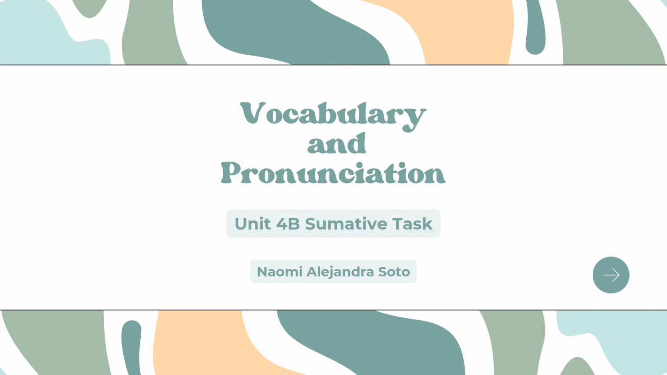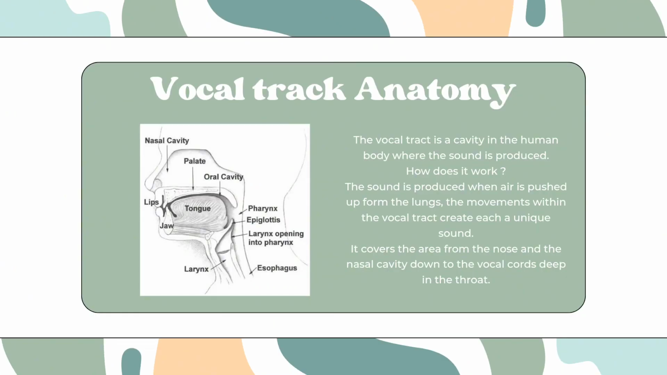Let's get started. First, we have the vocal tract anatomy. We have here an image for you to visually see the different areas that are going to be mentioned. And this will be the definition. The vocal tract is a cavity in the human body where the sound is produced. It is pretty simple, but it doesn't mean that this isn't important.